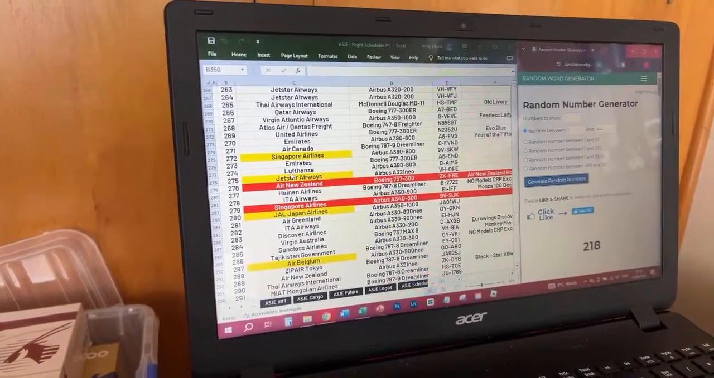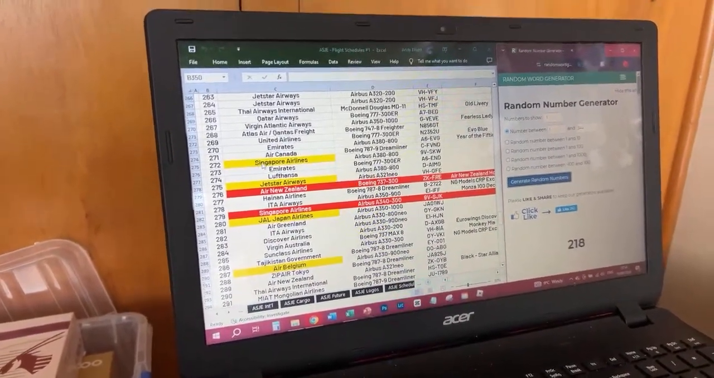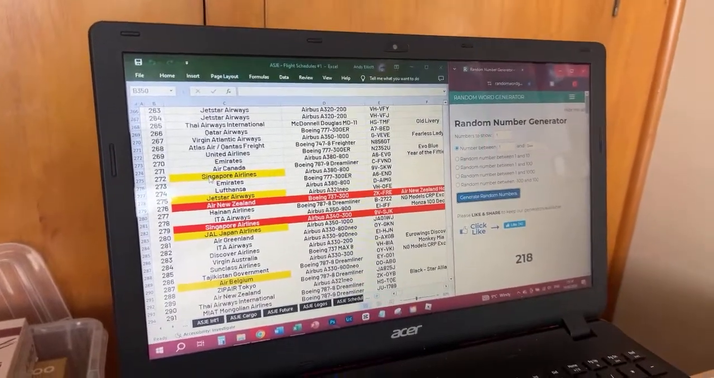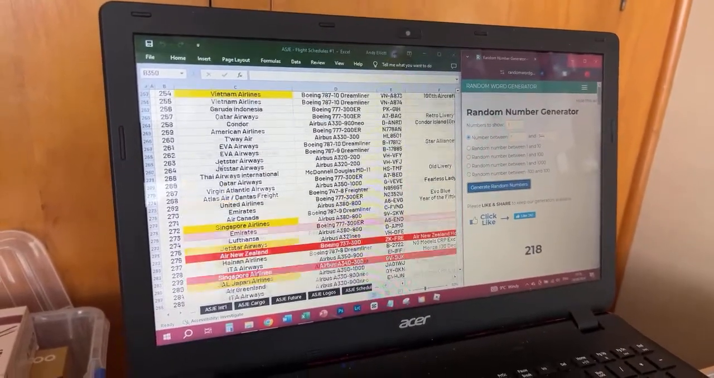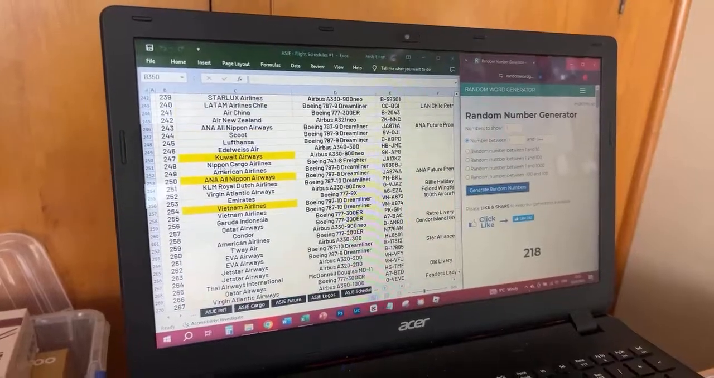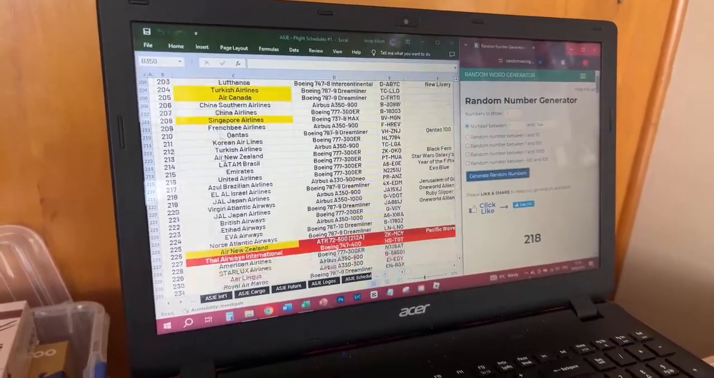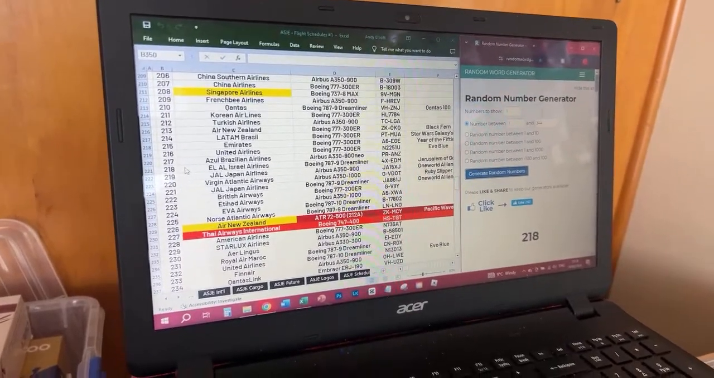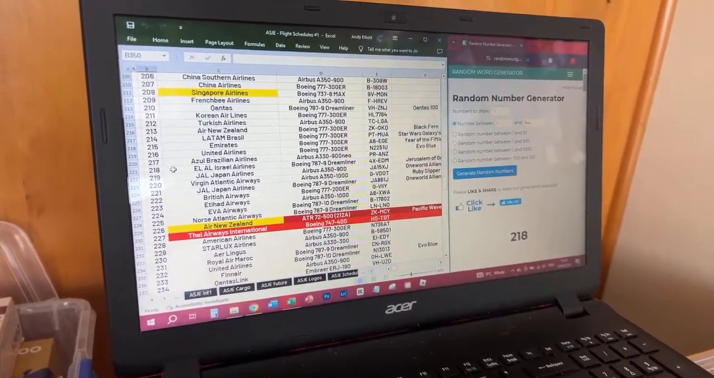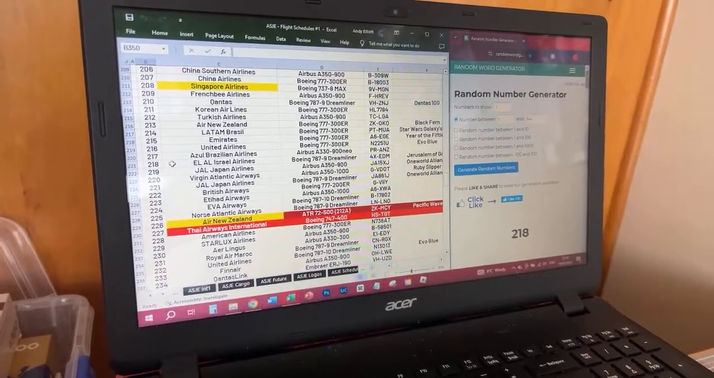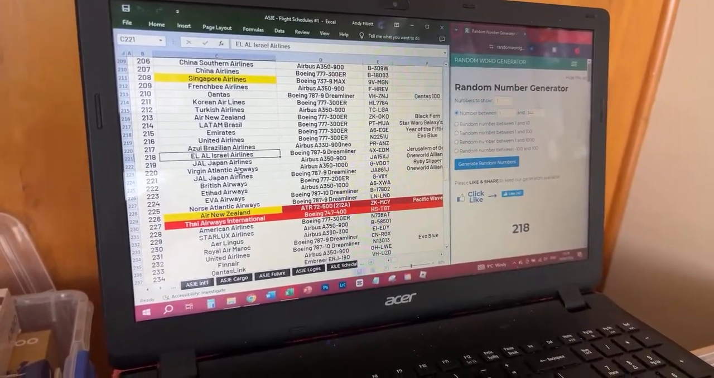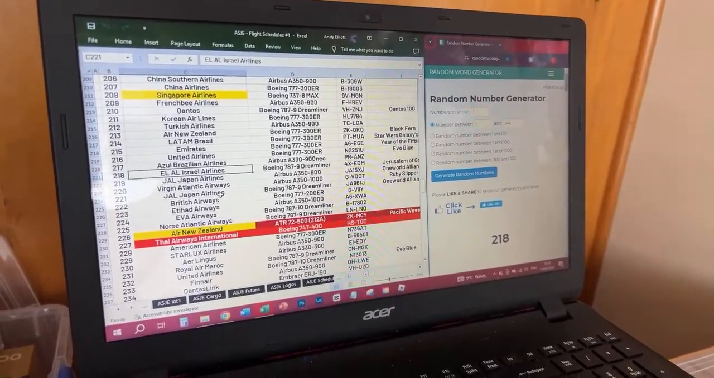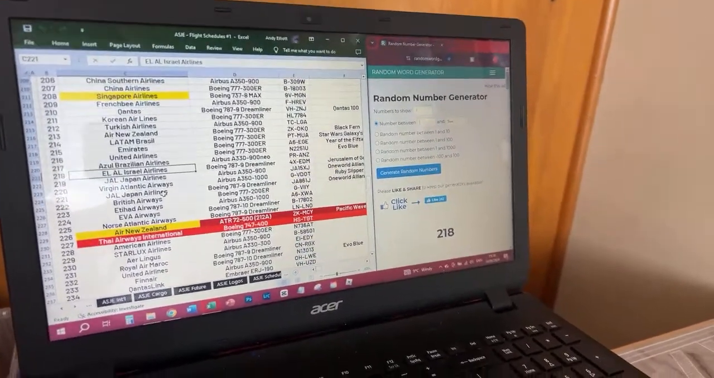Now what you see in yellow are models that have already been represented in a model update, in an airport update. So 218, if that was to be chosen, would be the Israel Airlines 787-9 with the Jerusalem of Gold livery by NG Models.